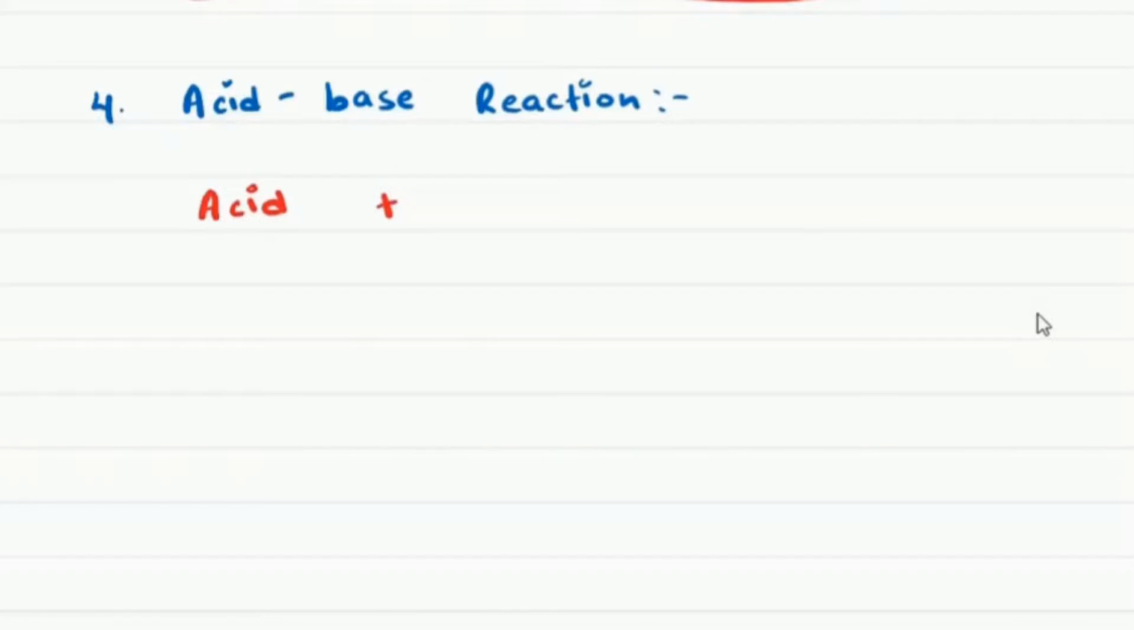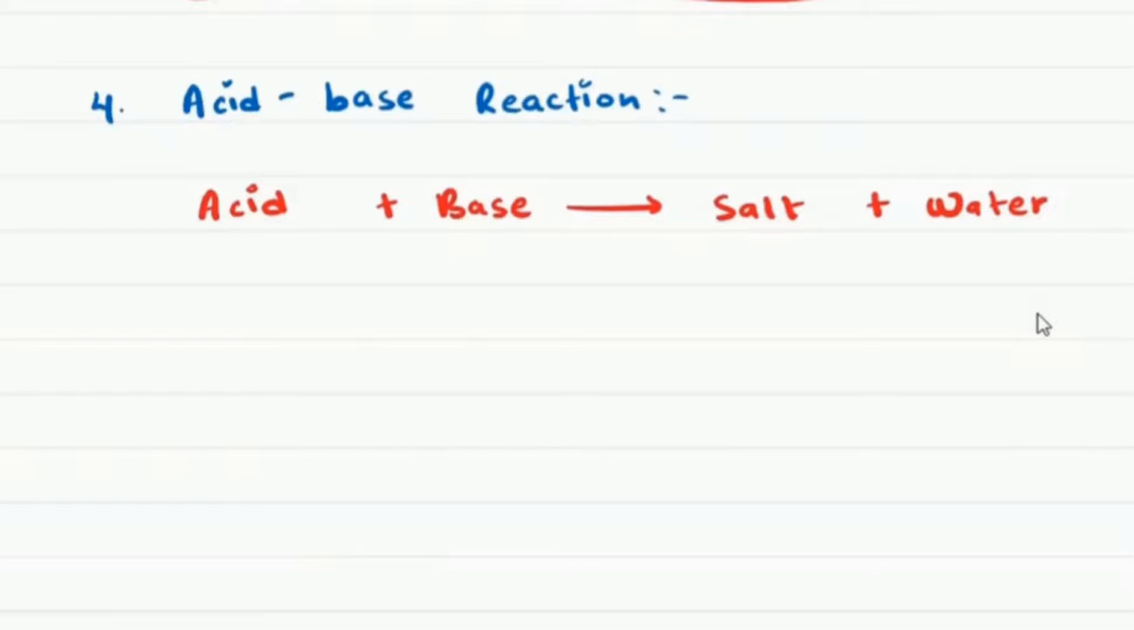Now the fourth type of reaction is our acid-base reaction, and this is a pretty simple reaction. In acid-base reaction, acid and base react with each other. So let's say we have an acid and this base, and this acid reacts with base to form salt and water. So if acid and base react with each other and form salt and water, then that type of reaction is acid-base reaction.